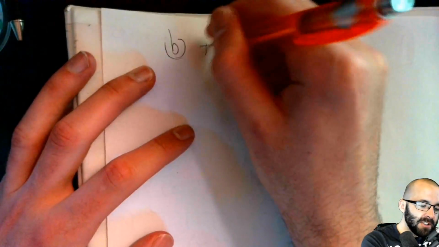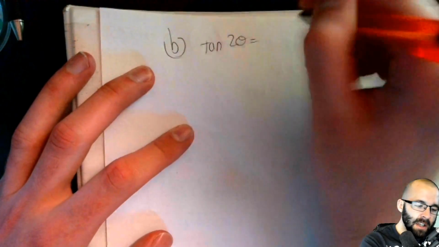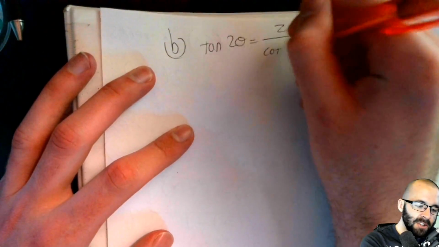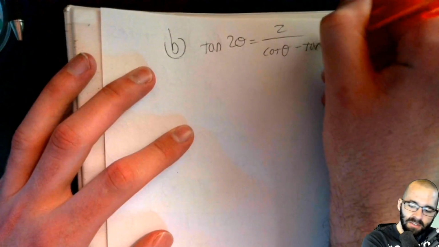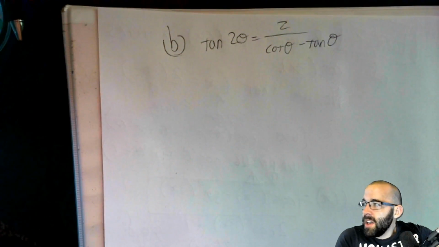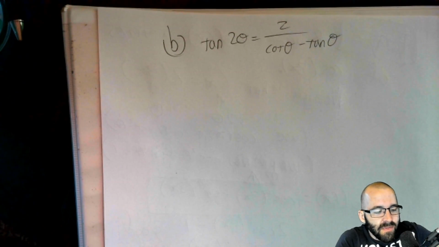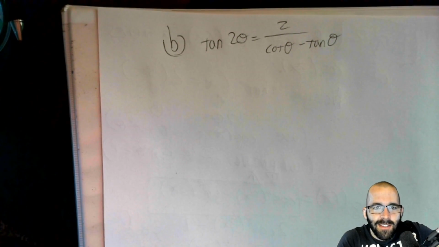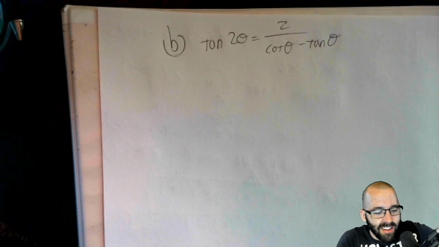Last example of the day, unless people have questions. Part B, tangent of 2 theta equals 2 divided by cotangent of theta minus tangent of theta. All right, I'm going to be honest with you guys. When I prepare these lectures, I don't look at the answers. If I don't see the answer, it gives a good opportunity to figure it out together.